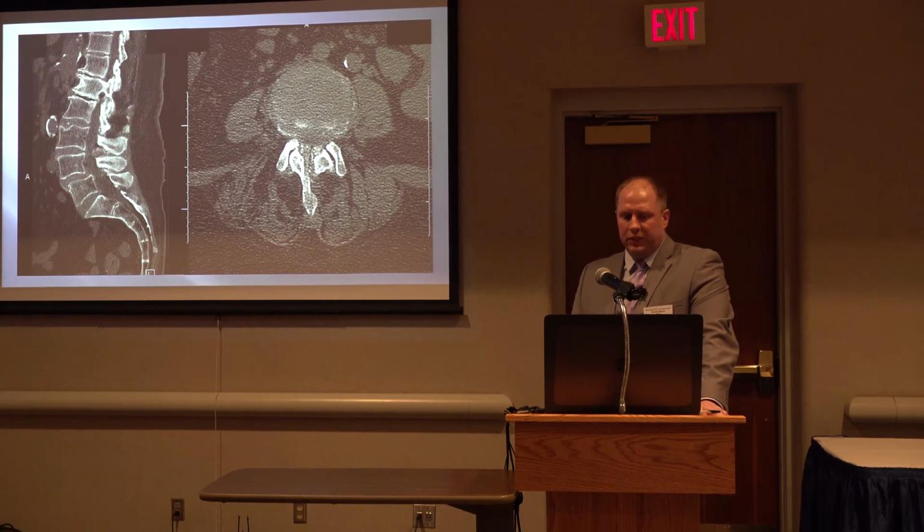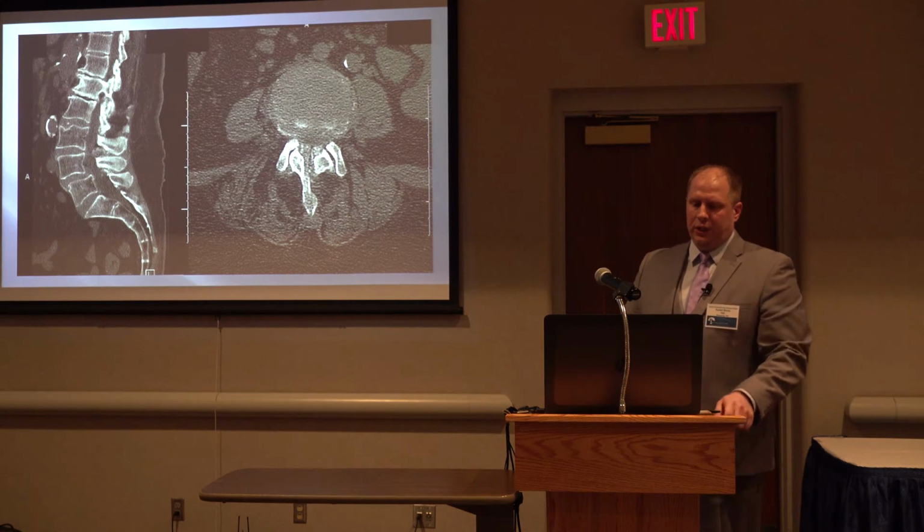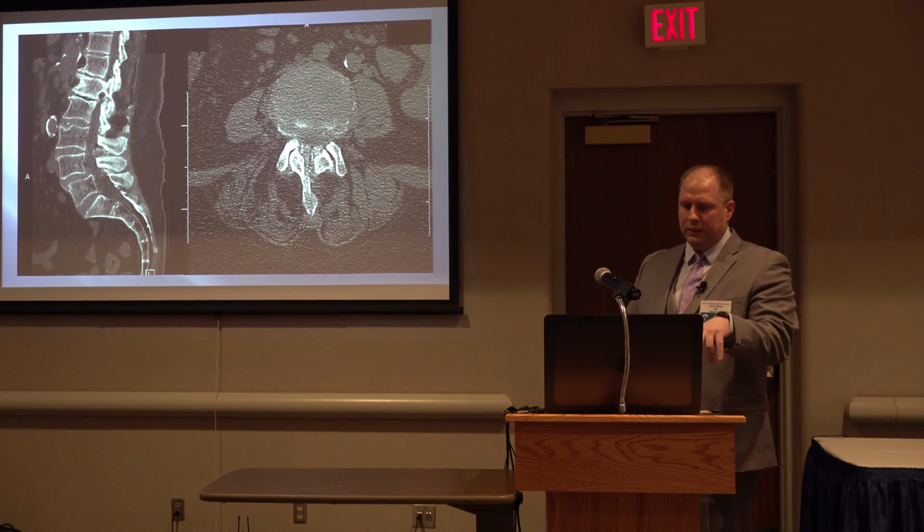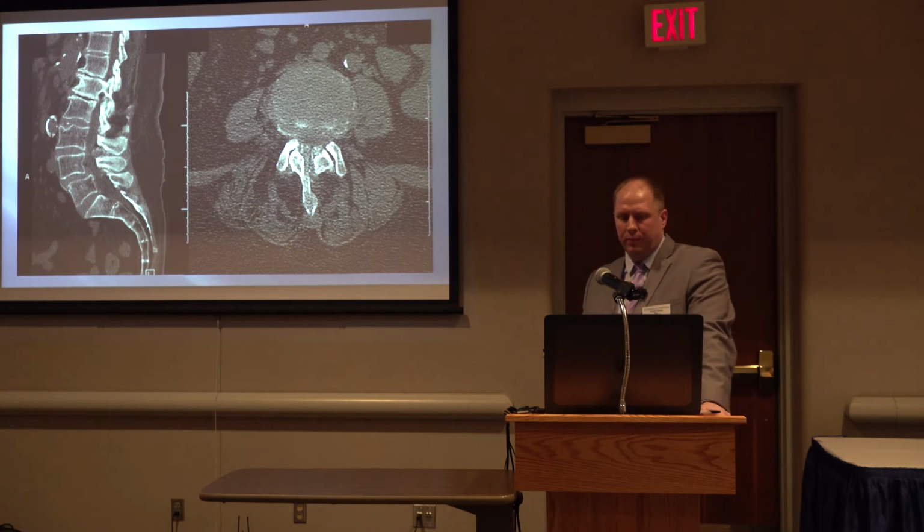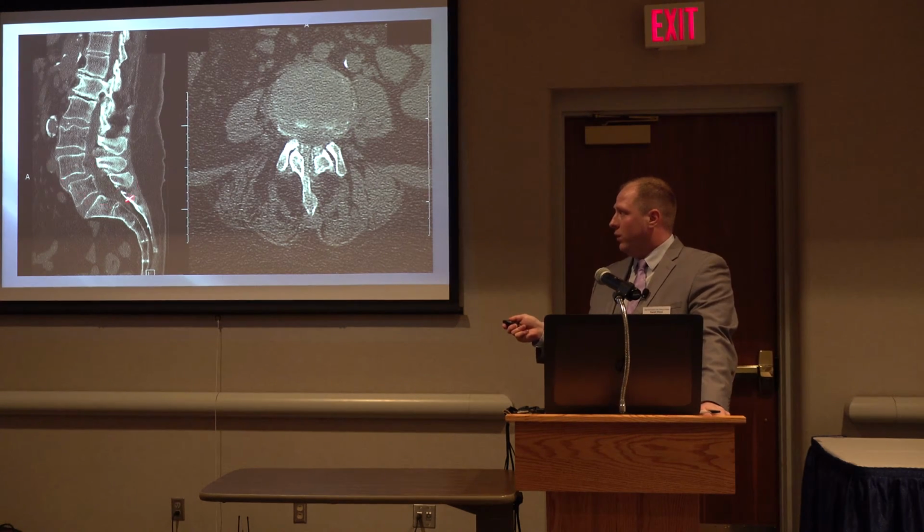So this is an example of a CT scan. I apologize, I didn't have a chance to find a myelogram to put in here, but a CT scan here. This patient obviously has an L4-5 spondylolisthesis. You can see that the back of this bone doesn't quite line up with the back of that bone. That's an example of a spondylolisthesis right there.